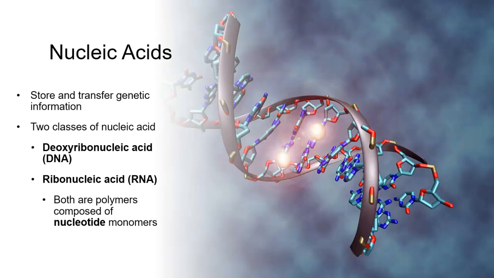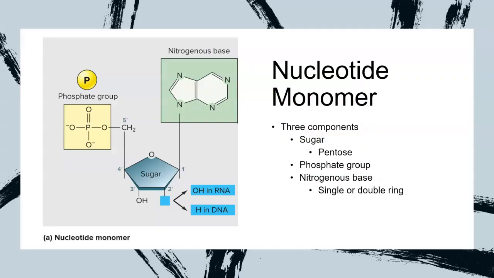Nucleic acids are the third type of macromolecule we'll look at, and their job is to store and transfer genetic information. We have two major classes of nucleic acids. You've heard of these, or at least I know you've heard of one of them. DNA, deoxyribonucleic acid, and RNA, ribonucleic acid. Now, each of these are polymers, many units, composed of monomers called nucleotides.